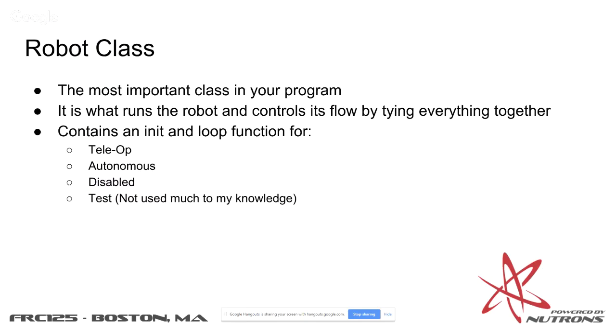The main thing you need to worry about is the robot class. I think this is the most important class in your entire program because it controls and runs the robot and controls the flow of what happens by tying everything together. It contains an init and loop function for teleop, autonomous, disabled, and test. And I've never used test in my three years of programming. I don't know if anyone has ever used test.